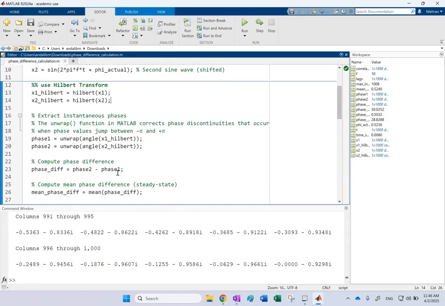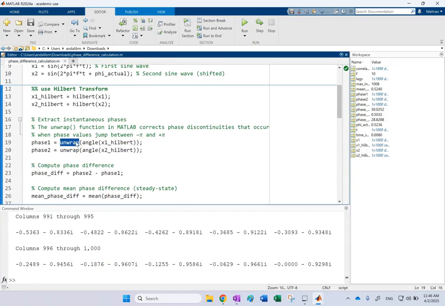One other thing I need to mention is this command unwrap. What is unwrap here that I used? Unwrap is one powerful command in MATLAB that corrects phase discontinuities when the phase jumps. Because you are using an arctangent function here, and arctangents can jump. You're not really using arctangent 2. And so the arctangent values could jump between negative pi and positive pi.